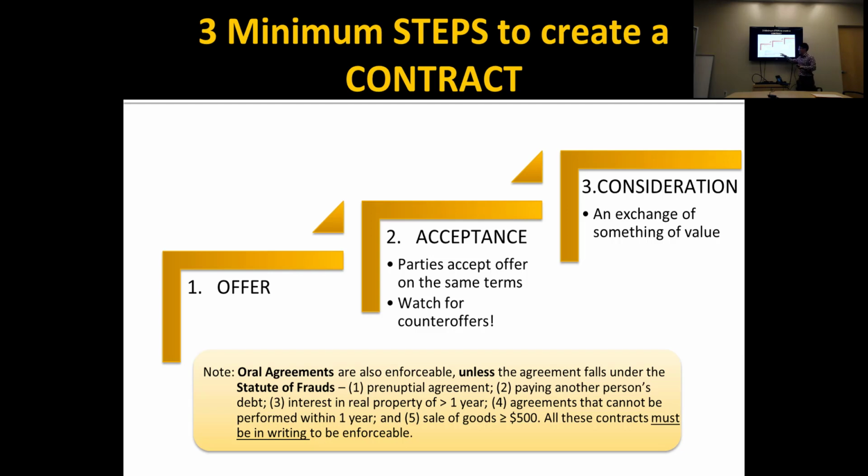And so that has to be in writing in order for that to be enforced. If Bill really wanted to go to court and sue me over it, you must have had that in writing, otherwise it's just too vague. And then a sale of goods for greater than or equal to $500. So those have to be in writing.